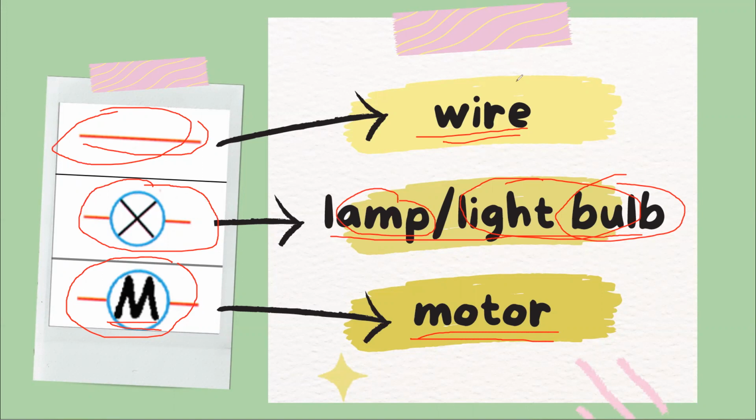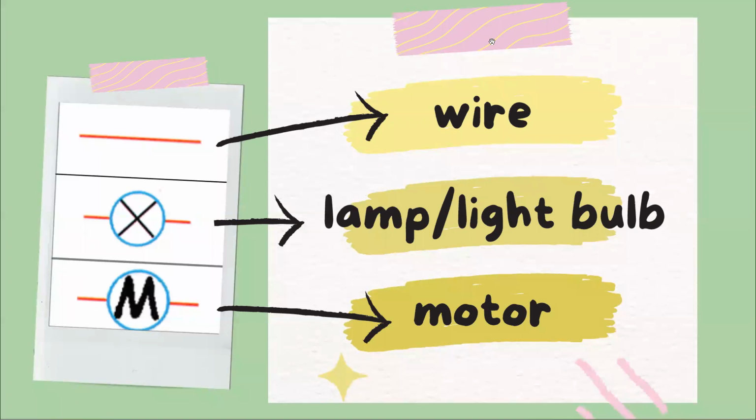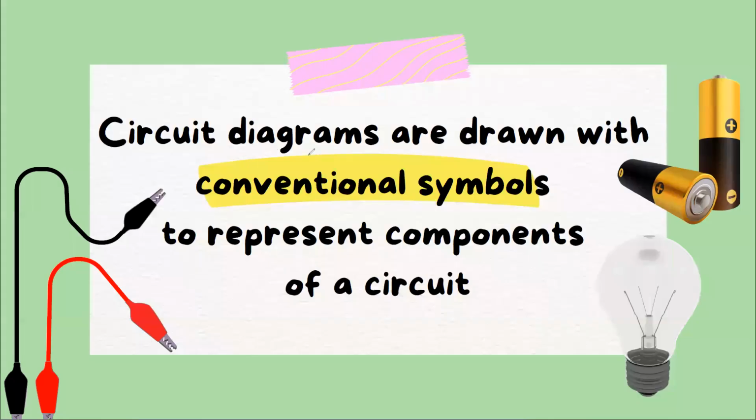Now let's go into our real notes today. Number one, I want everyone to get this correct. Circuit diagrams are drawn with conventional symbols to represent the components of a circuit. Why? Because you can't be drawing 3D circuits every time you do an experiment.